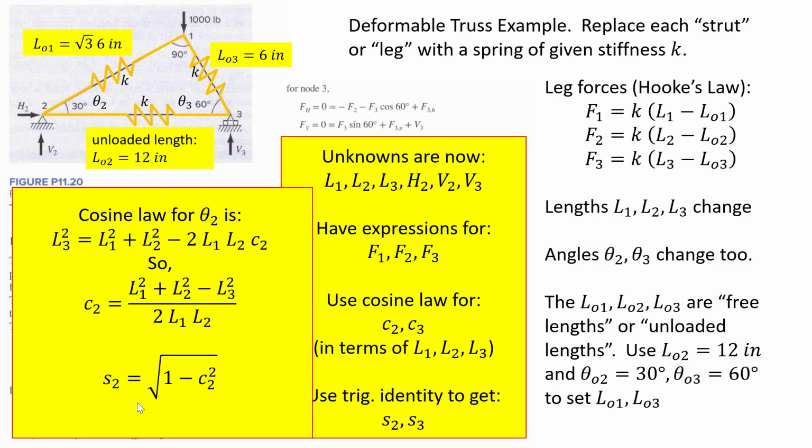Once you have that, in a next layer you would have the sine of theta 2 related to the square root of 1 minus cosine of theta 2 squared, and we're going to take the plus radical on that without loss of generality.